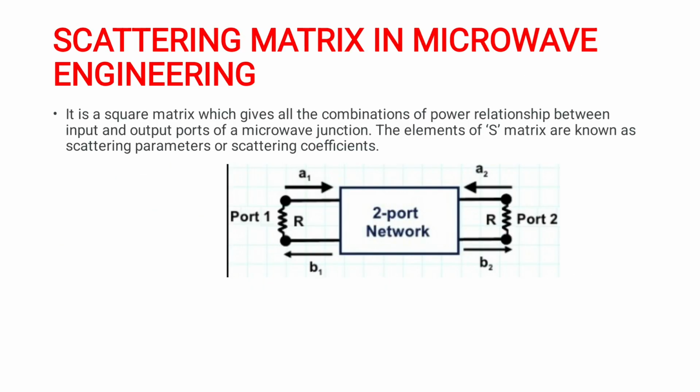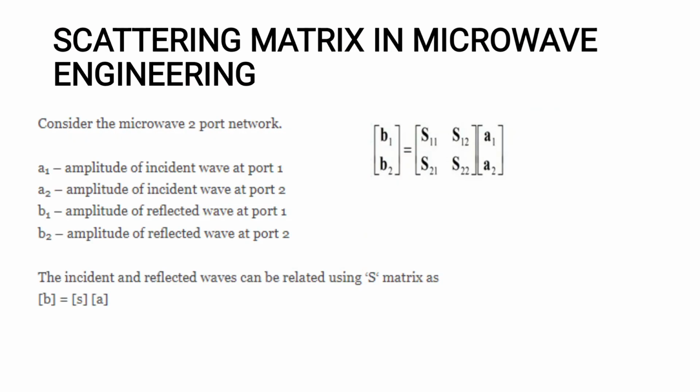So what is the scattering matrix in microwave engineering? It is a square matrix which gives all the combinations of power relationships between the input and output ports of a microwave junction. The elements of the S matrix are known as scattering parameters or scattering coefficients. The picture shows a two-port network. Here port 1 is the input side and port 2 is the output side. A1 and B1 are the input parameters and A2 and B2 are the output parameters. So the scattering matrix is discussed with a two-port network.